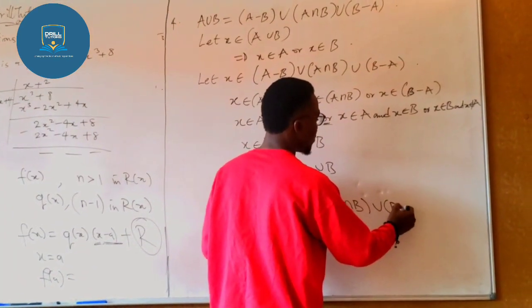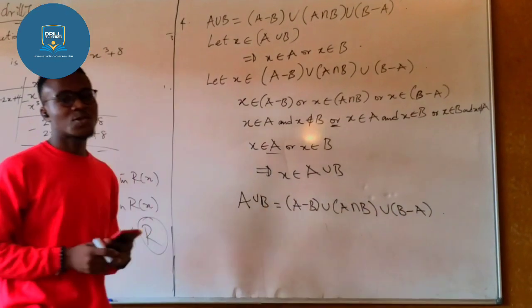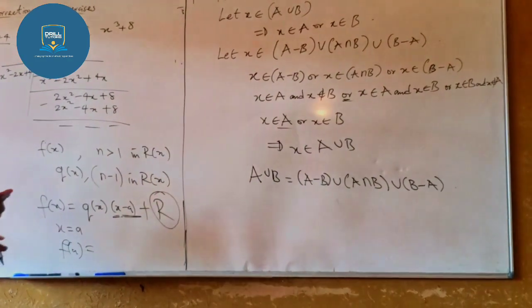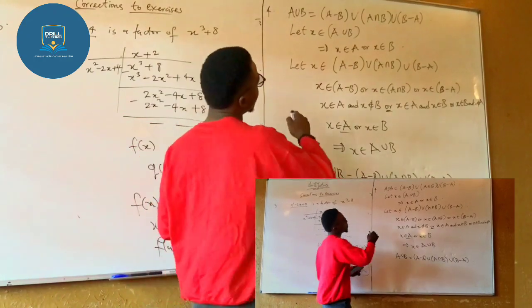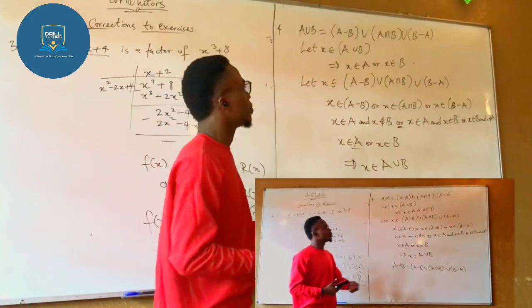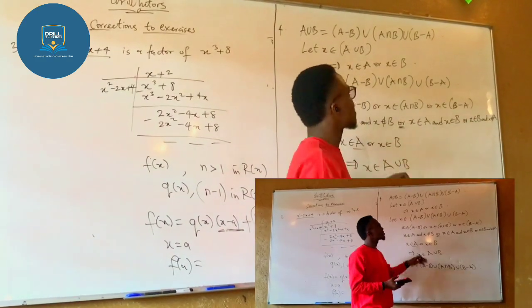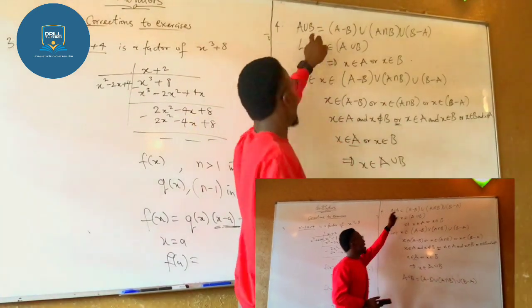Union B minus A. And that is the solution to the fourth question. Also, I want to do something. I want to show that the relation is true. How do you show that the relation is true? Open this up, simplify it, and prove that what you have here is equal to A union B.